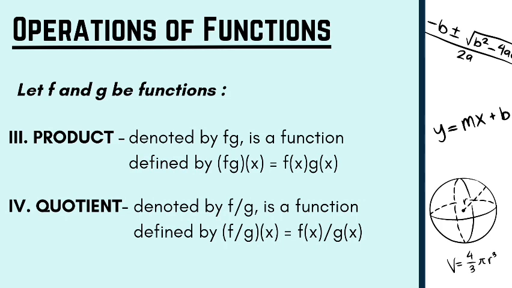The third condition is their product, denoted by fg, or the combination of f and g, is a function defined by fg of x is equal to f of x multiplied by g of x. The fourth and last condition is their quotient, denoted by f over g, or f divided by g, is a function defined by f over g of x is equal to f of x over g of x.